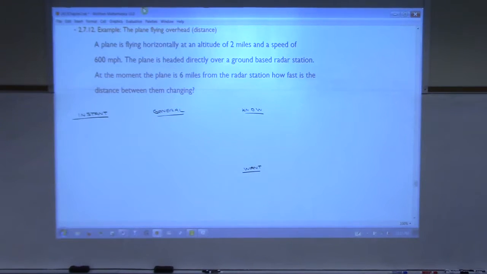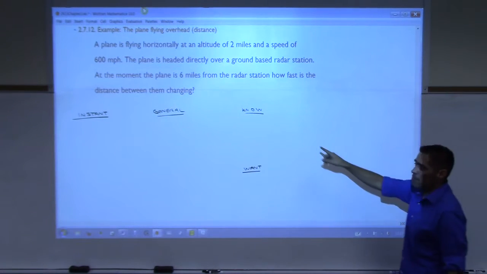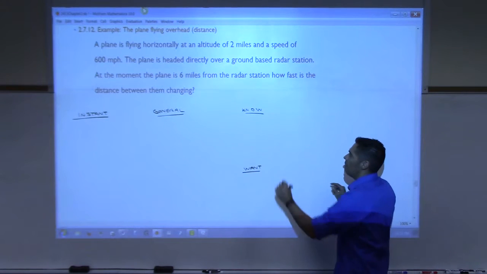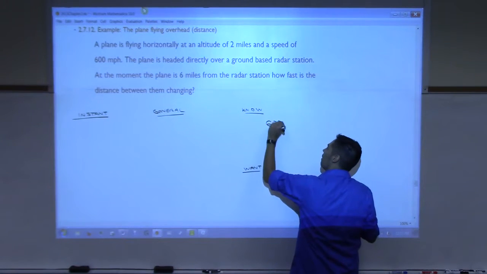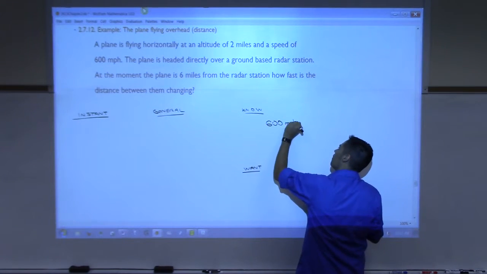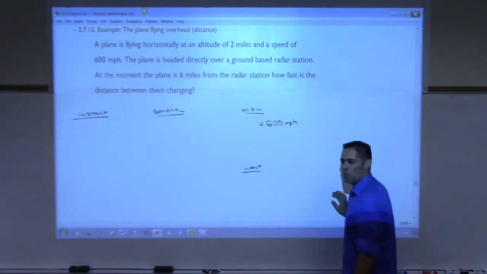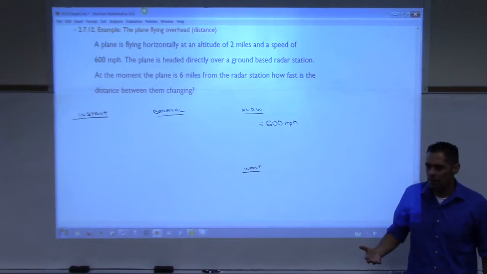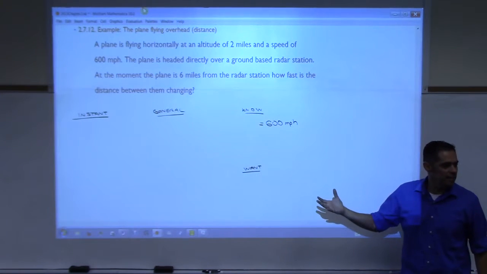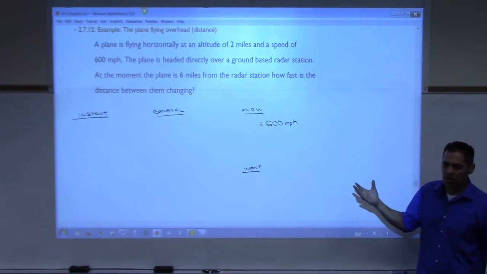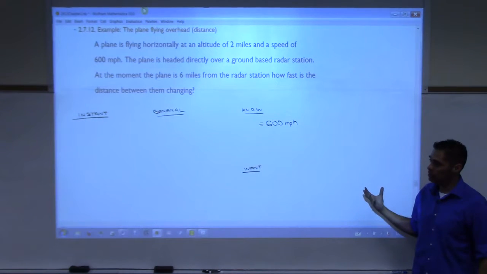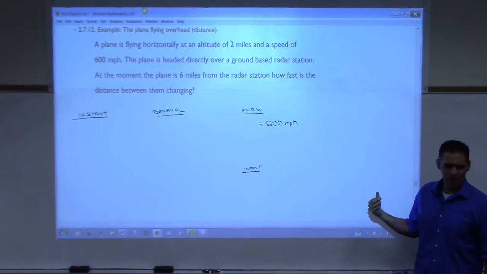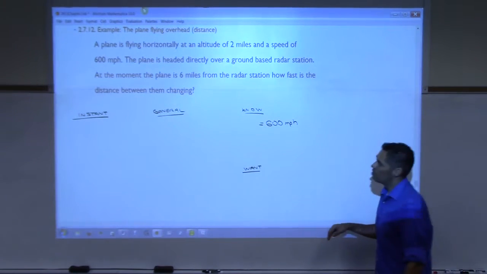The speed of the plane, right? 600 miles per hour, that's a speed, that's a derivative. I think that that's probably in my know, isn't it? I'm going to write it down, 600 miles per hour. What I don't know yet is what to call it. D what, right? Because I don't even have a picture yet that goes with the situation. I don't have a variable for that picture. So maybe I should work on a picture.